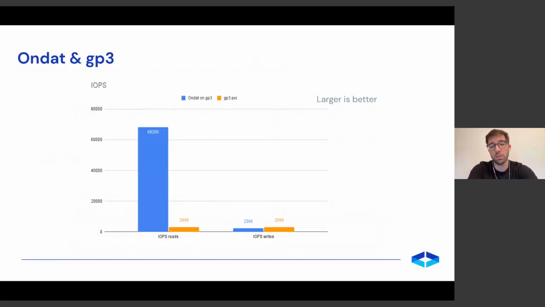The first one is comparing using Ondat while using a backend EC2 instance that uses GP3 volumes, so EBS volumes, versus provisioning a PVC straight to GP3 storage class. This is the first scenario.